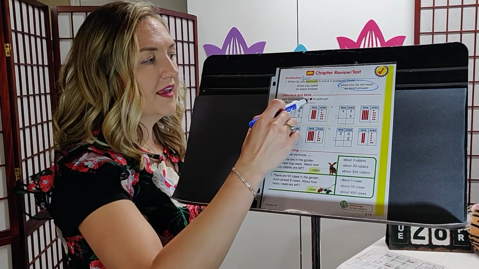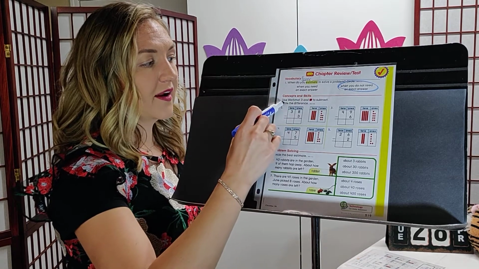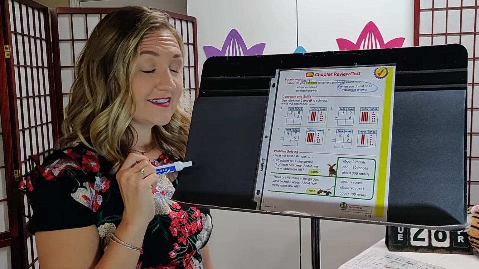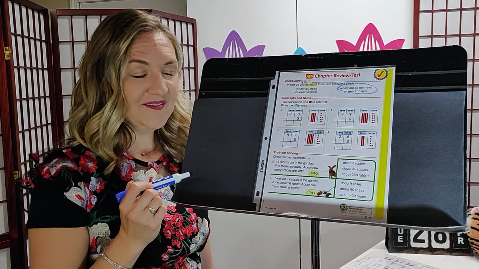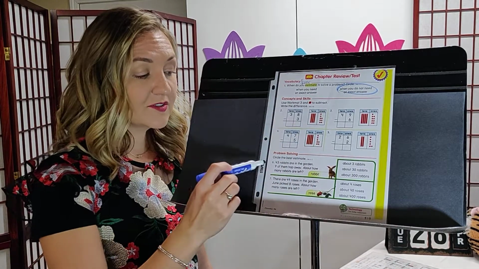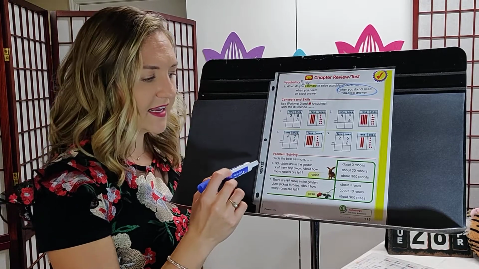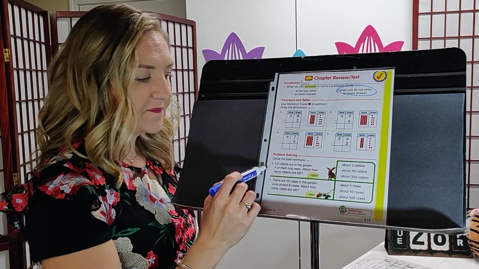Okay, use workmap 3 and cubes to subtract. Write the difference. Since you've just practiced this on the other page, I'll let you do 2 through 5 on your own. And then we'll do the 2 estimates together here. It says, circle the best estimate.